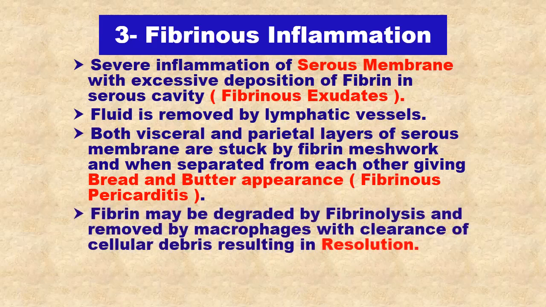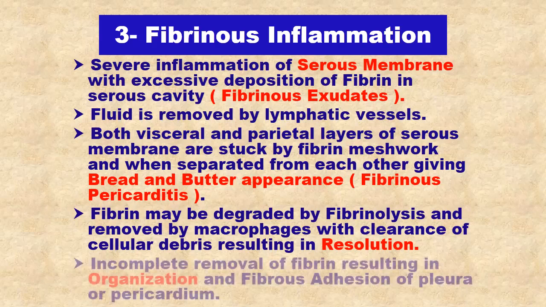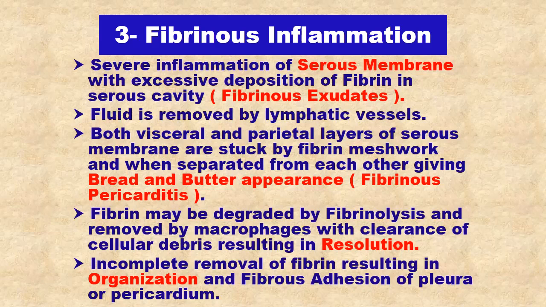The fibrin may be degraded by fibrinolysis and removed by macrophages with clearance of cellular debris, resulting in resolution, which means return to the normal tissue structure. But a large amount of fibrin cannot be completely removed and is replaced by the ingrowth of blood vessels and fibroblasts, and will be converted to fibrous scar by the process of organization, leading to fibrous adhesion of pleura or pericardium and causing interference with lung or heart function.